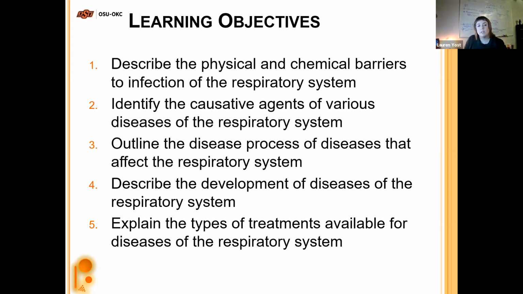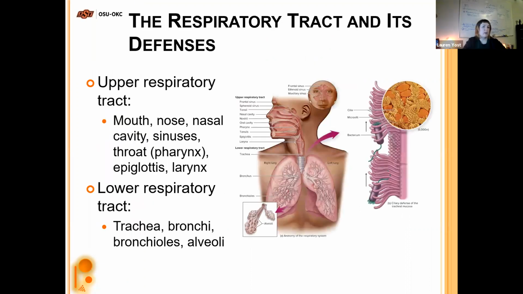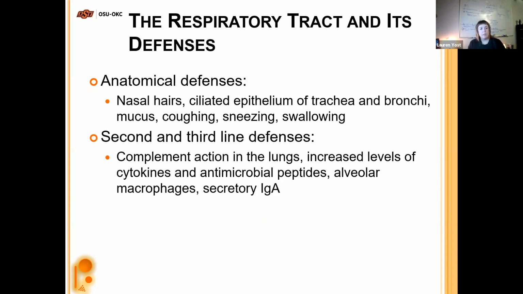We're just talking about these diseases and getting into the details of them, relating in this chapter to the respiratory tract. So the respiratory tract will be divided into two sections, essentially, the upper and the lower. The upper includes the mouth, nose, nasal cavity, sinuses, throat, which is also called the pharynx, and the epiglottis and the larynx. The lower is the trachea, bronchi, bronchioles, and the alveoli.